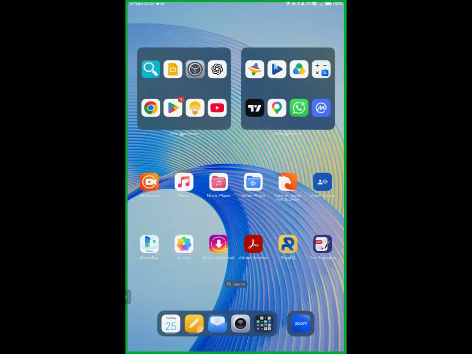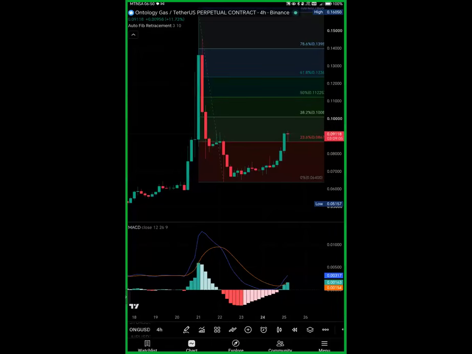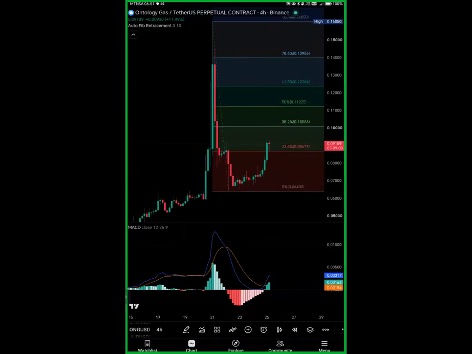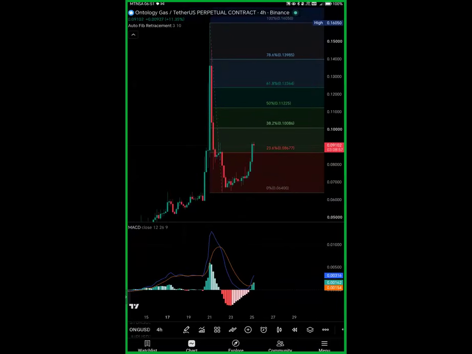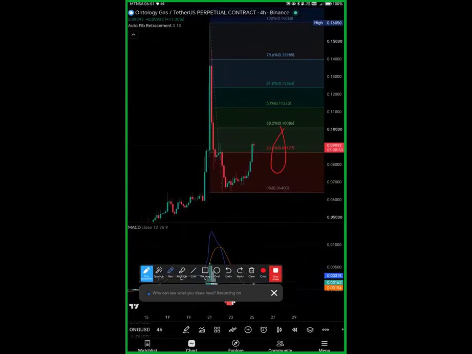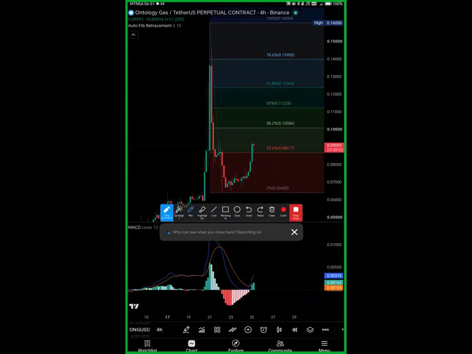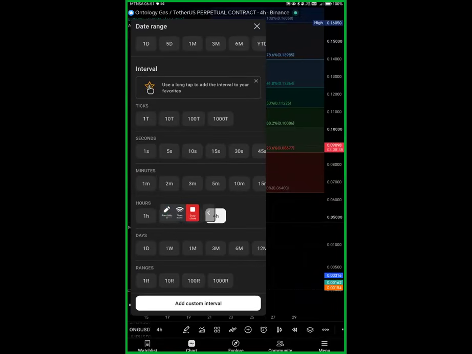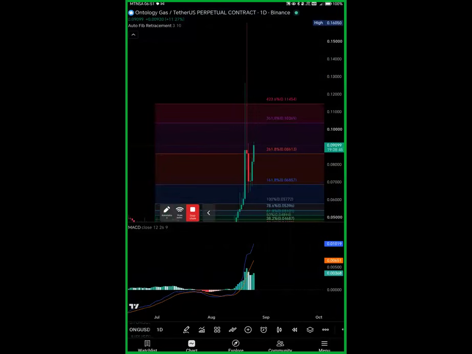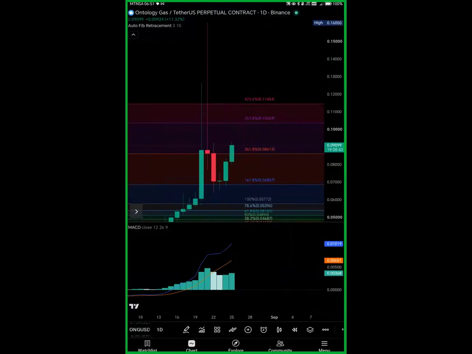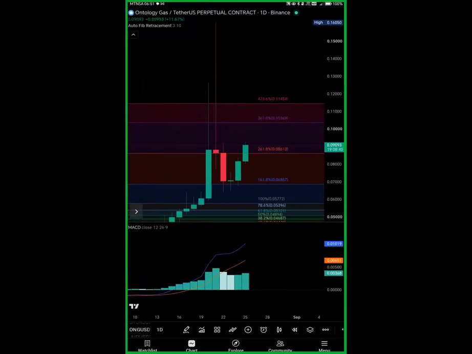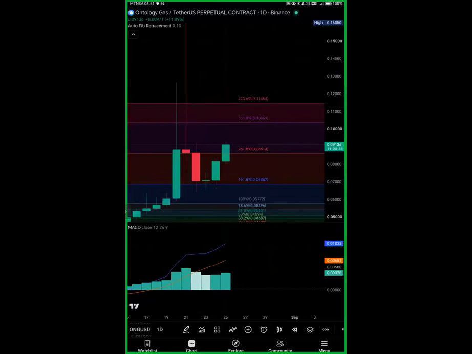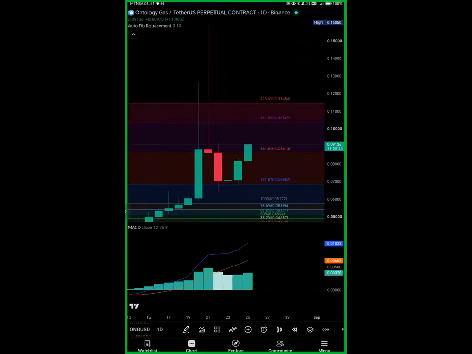If you are to look closely here, when the market is trying to take off, this is a 4-hour time frame. So probably if we can check it in the 1 day time frame, let's see. All right, what type of a chart pattern is here? This is a 1 day time frame.